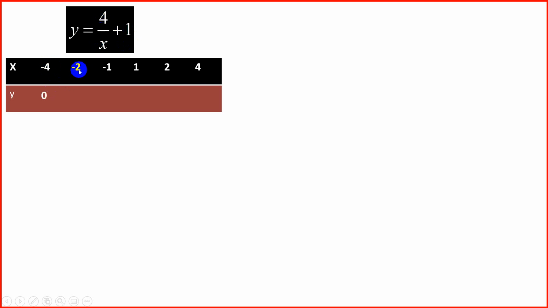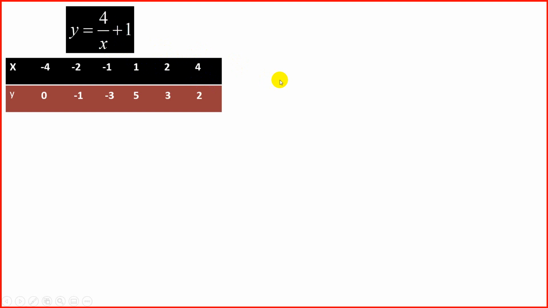4 divided by negative 2 plus 1. That will give you negative 1. 4 divided by negative 1 plus 1. That gives you minus 3. 4 divided by 1 is 4, plus 1 is 5. 4 divided by 2 is 2, plus 1 is 3. And 4 divided by 4 plus 1 is 2.